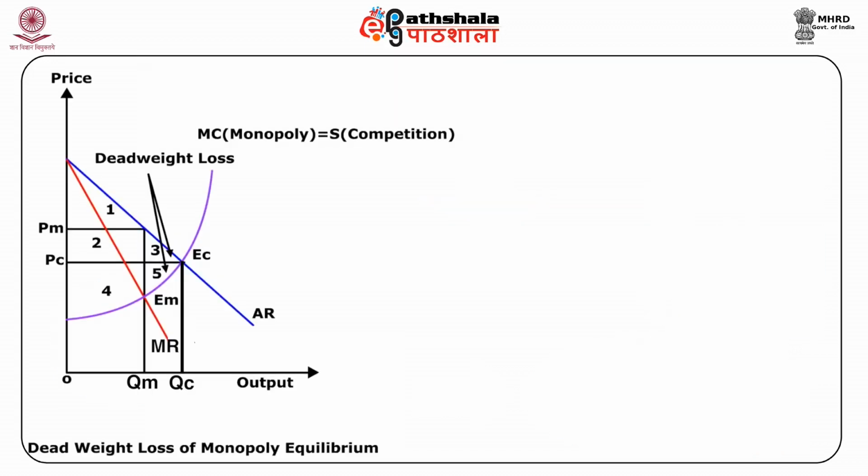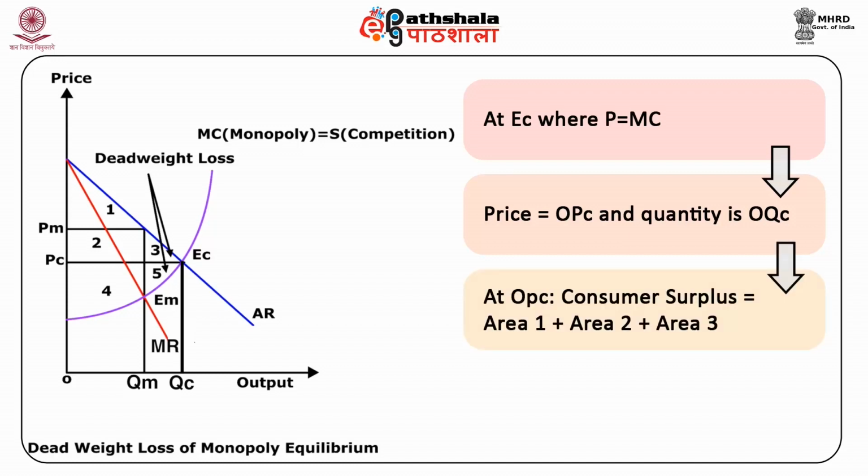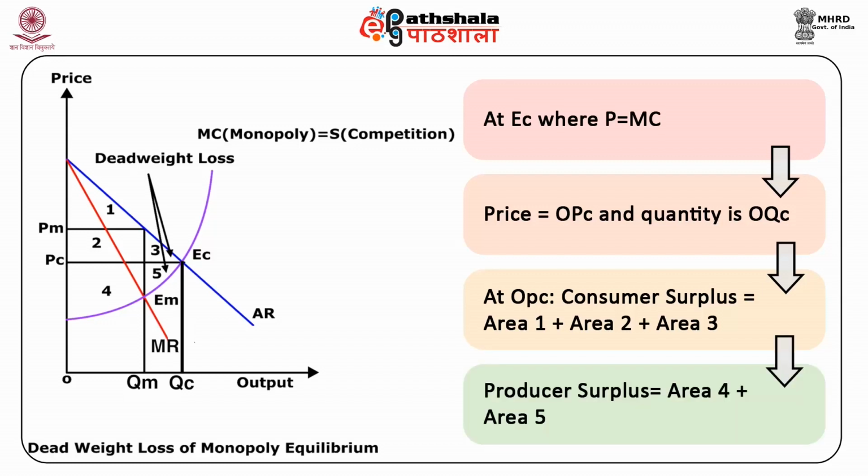In the figure, perfectly competitive equilibrium would occur at point EC, where price is equal to marginal cost. The perfectly competitive price is OPC and quantity is OQC. At price OPC, consumer surplus is equal to area 1 plus area 2 plus area 3. Producer surplus is equal to area 4 plus area 5.